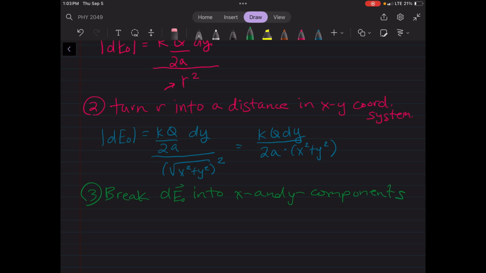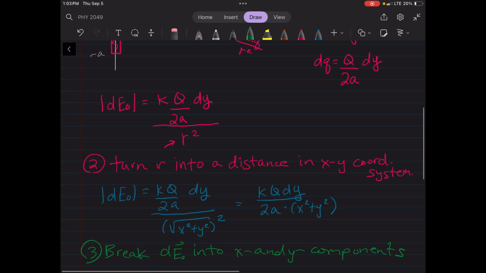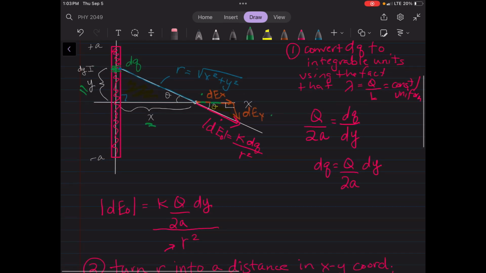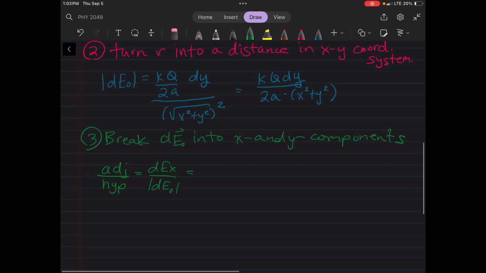So I'm going to use the method of similar triangles. Basically, in both triangles, the ratio of adjacent to hypotenuse should be the same, right? So in triangle number 1, the adjacent side is dEx, adjacent to theta. The hypotenuse is my dE magnitude, which I called dE naught. And in my similar triangle, my adjacent side is x, and then my hypotenuse is r, also known as the square root of x squared plus y squared.